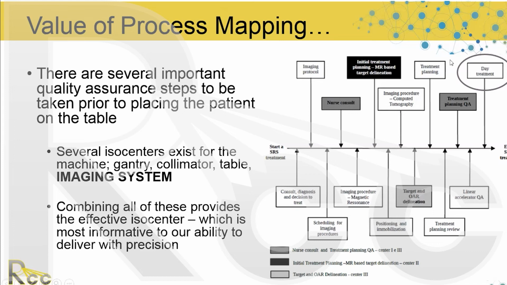The biggest thing is, when the rubber hits the road, to use a colloquialism, the day of the treatment. That's the biggest step, because that's when you can't turn back. It's a point of no return. So with imaging, there's several different isocenters. The imaging system is only one of those isocenters. So we use the Winston-Lutz to ensure that everything's aligned. But being aware that there is uncertainty in that, and how you assess that, is important.